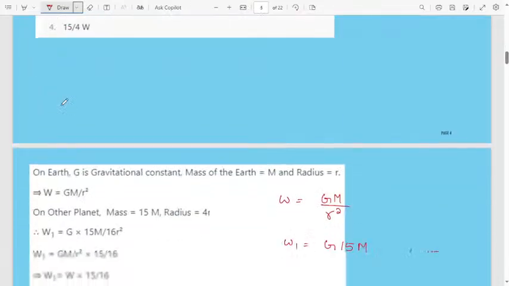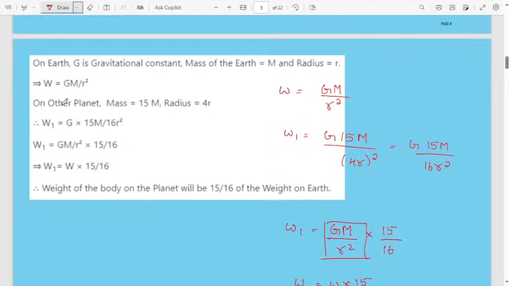Understood everyone? You have to remember the formula. W equals capital G, capital M divided by R square. Then here they have given the condition: the object mass will be 15 times more. Then radius will be 4 times more, then radius will become 4r. Then mass will become 15 into capital M. Substitute 4r square, means 4 4s are 16 r square.